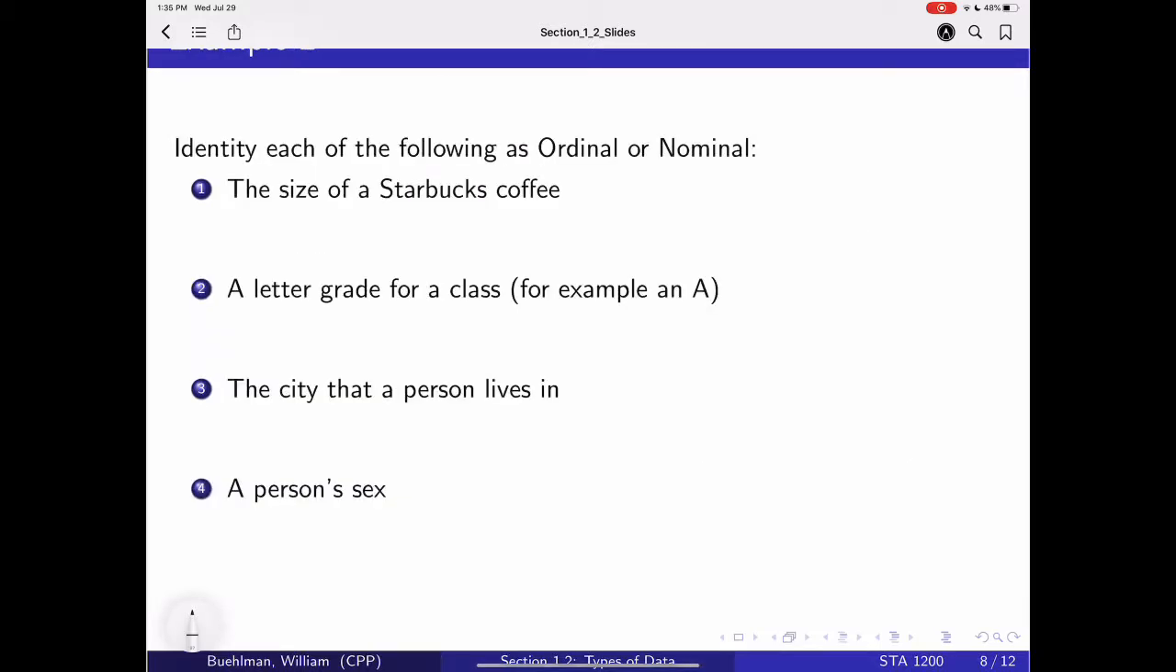Second example. Now we're going to have to identify each of these as either ordinal or nominal. The size of a Starbucks coffee. We think about sizes. They come in small, medium, large, extra large. Do those have an order? Well, a small is smaller than a medium, which is smaller than a large, which is smaller than an extra large. So there is a natural way we can order these that makes sense. Since there's a natural order, this is ordinal.